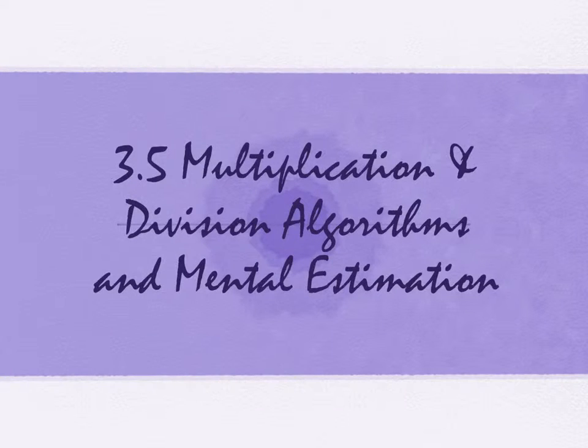Section 3.5, multiplication and division algorithms and mental estimation. So we're not going to get to the mental estimation today. This is going to be a lot like the last section, except that we're doing it with multiplication and division instead of with addition and subtraction. And maybe I'm just a little bit partial to this section.